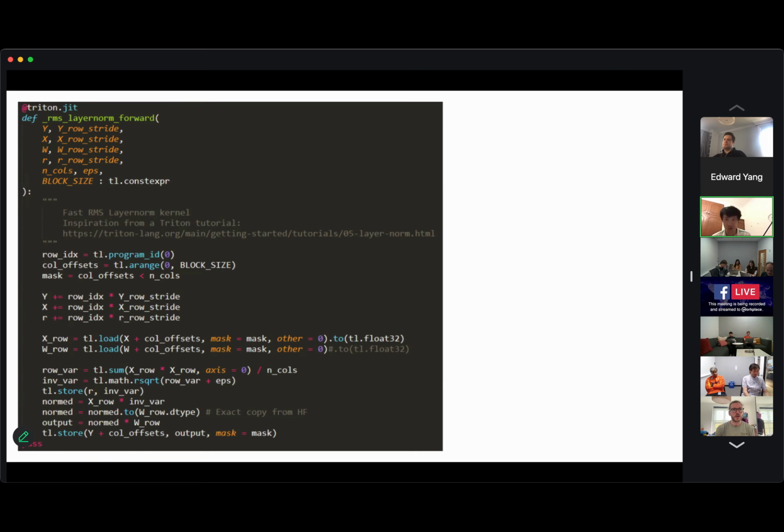I also didn't know you can use a reciprocal square root. I'm going to assume the compiler probably compiled it out, so you don't have to do 1 divided by the square root. In Triton, I did not know that you can use rsqrt. So that's a new thing that I learned.